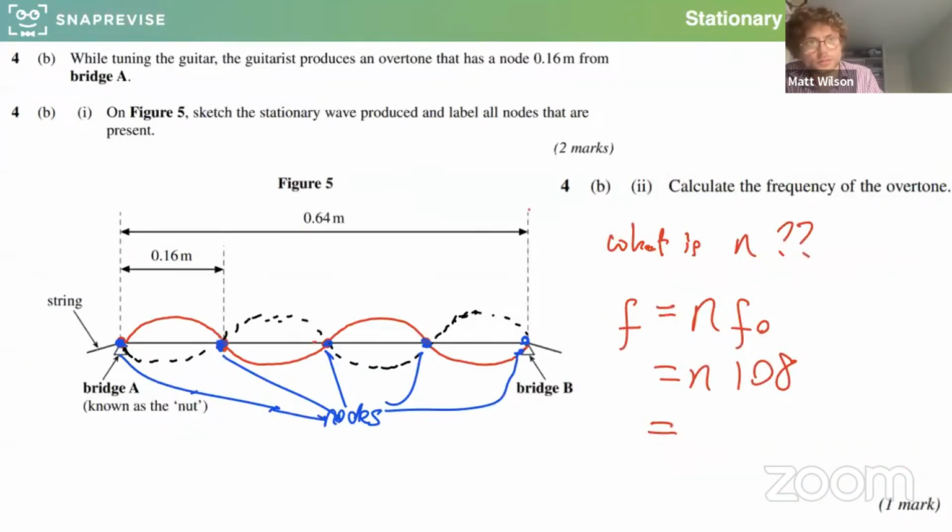Good. So this is 4 times 108. I guess it's 462. 432. 432 hertz. That is a final answer.